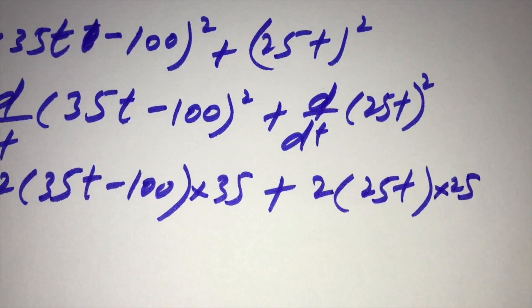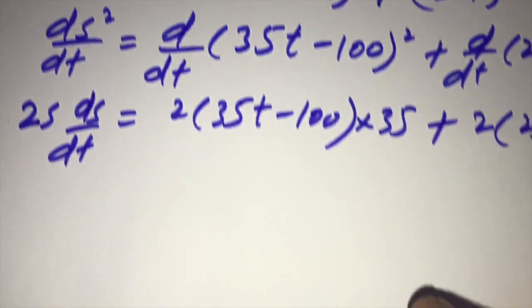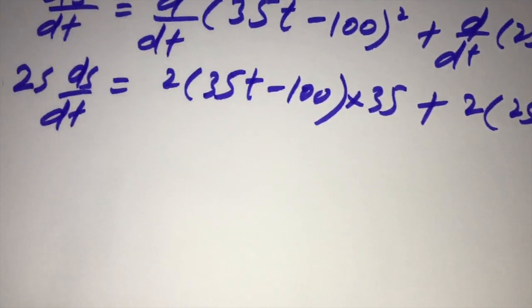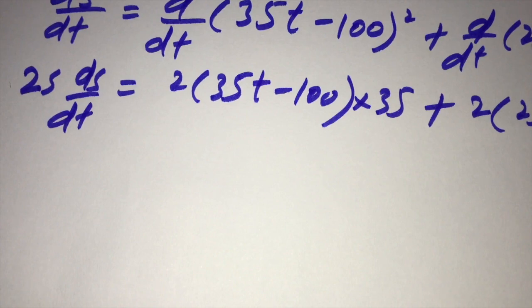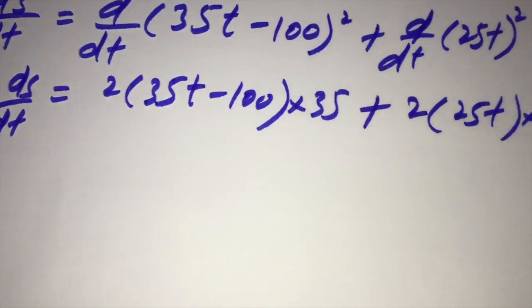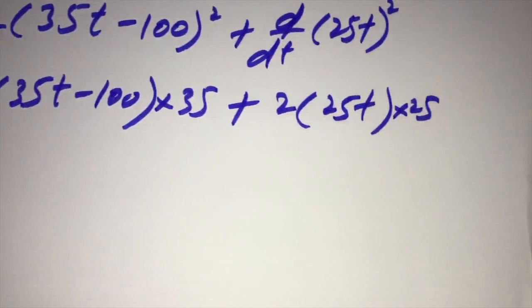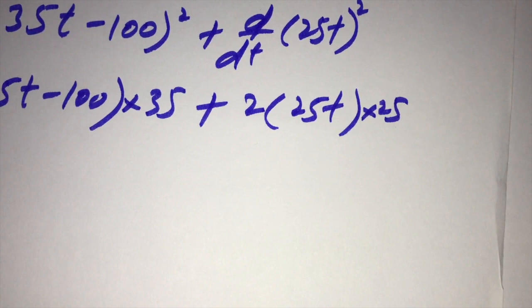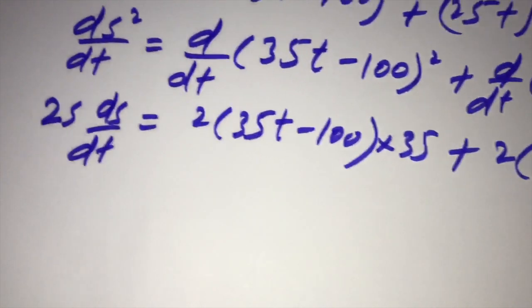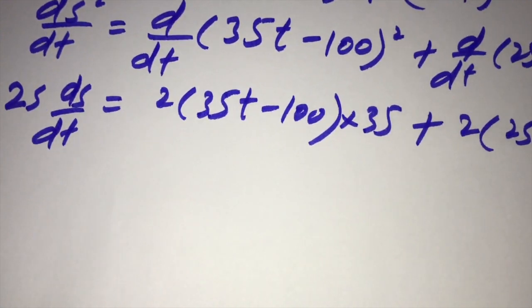Okay, so now this is the whole term: 2s into ds by dt equals 2 into (35t minus 100) into 35, plus 2 into 25t into 25.